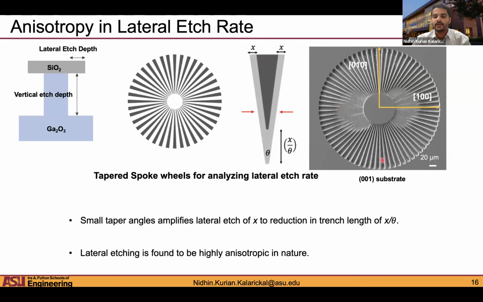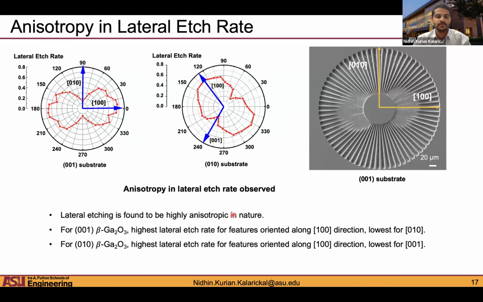So we've tried to characterize the lateral etch rate for the 001 substrate. And as you can see, the fins that have retracted the farthest have the highest lateral etch rate. So the lateral etch rate is very high in these directions, but in the opposite direction, it's very low because the fins haven't retracted as far. Okay. And using these tapered spoke wheel structures, we were able to characterize the lateral etch rate for both the 010 as well as the 001 substrate. And we were able to see the specific anisotropy.